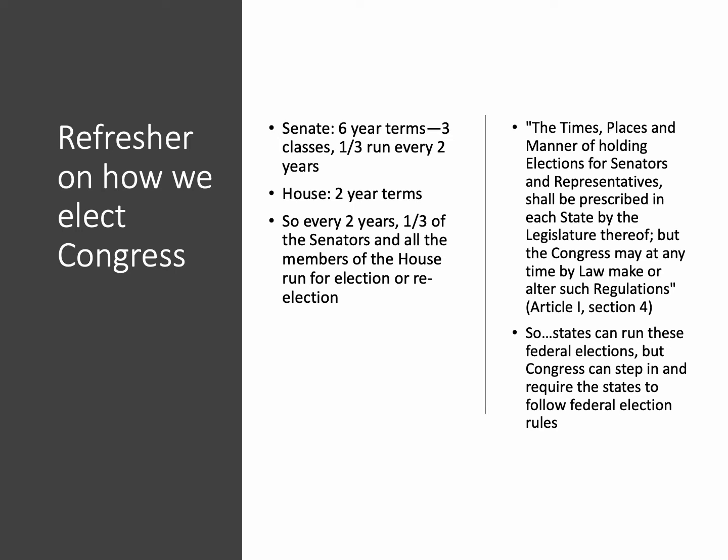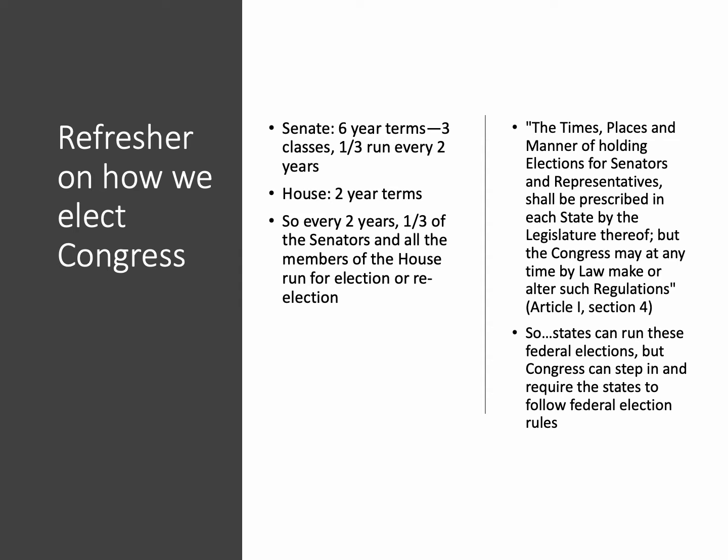So there we have it again, just so, because you can expect that I'll be asking you about this. Senate, 6-year terms for all senators, but 3 classes, and so 1/3 of them run every 2 years in these sort of staggered terms. The House, 2-year terms. What does that mean? Every 2 years we have an election. Every 4 years the president is on the ballot, but we have congressional elections every 2 years. And 1/3 of the senators and all the members of the House will be on each ballot every 2 years.